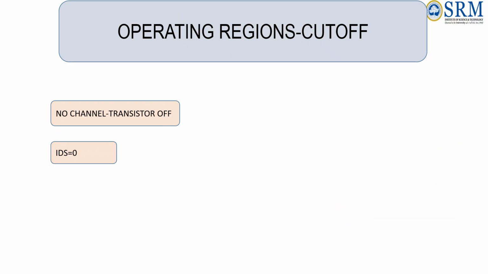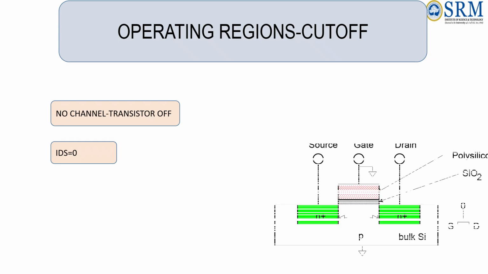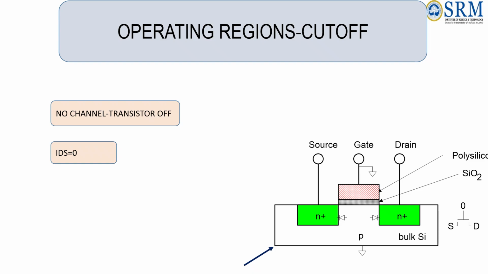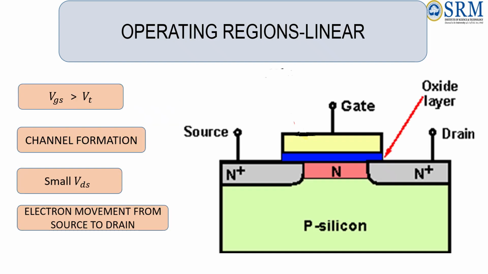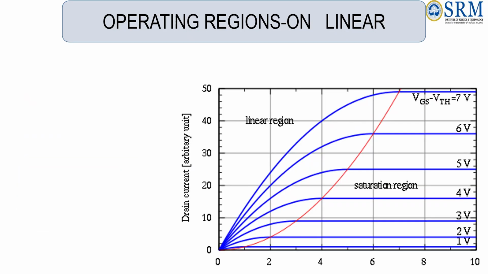So when you keep both VGS and VDS at 0, the MOSFET is said to be off. There will be no channel and the drain to source current is 0. When VGS is kept at a voltage slightly above the threshold voltage, the channel is formed. Now apply a small VDS. The electrons in the channel start to move from the source to the drain.